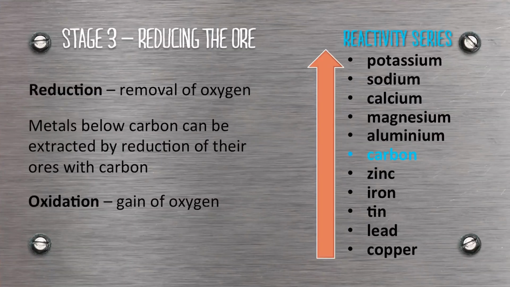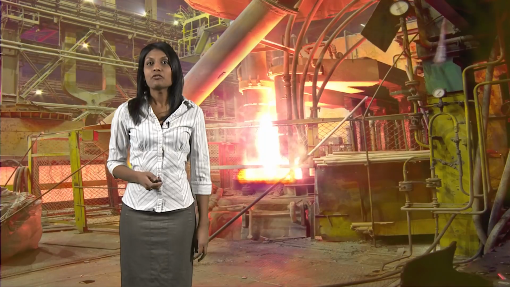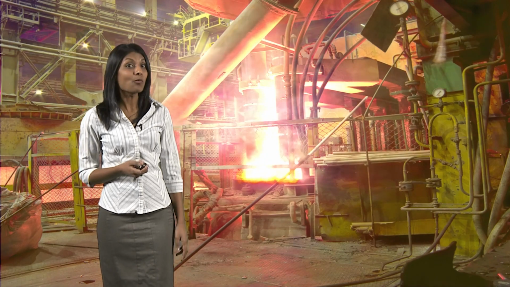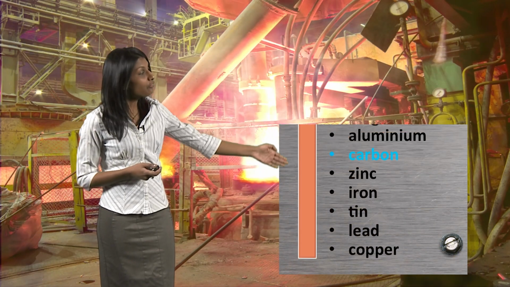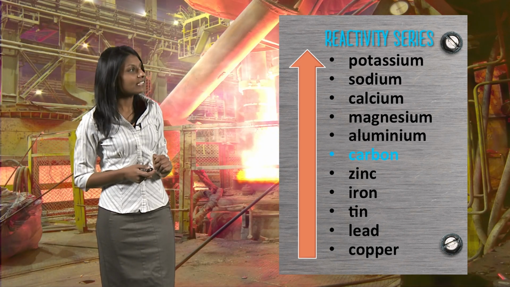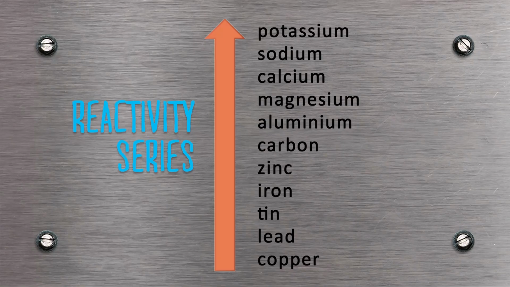Stage 3 is reducing the ore. Most ores are compounds, well actually metal oxides. So therefore we can remove the oxygen to extract the metal from its ores. This is called reduction. There are 2 main ways of reducing a metal from its ores, depending on where the metal is positioned in the reactivity series. Any element in the series can displace an element that is positioned lower in the series.